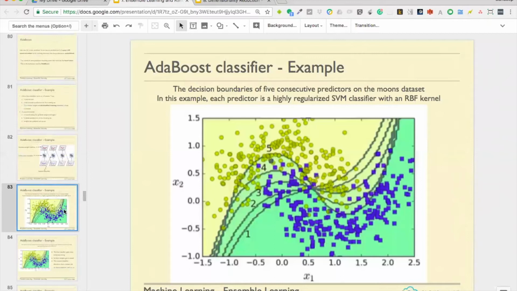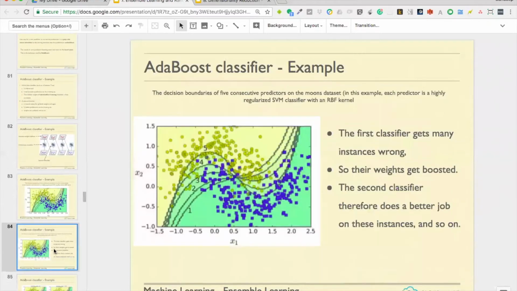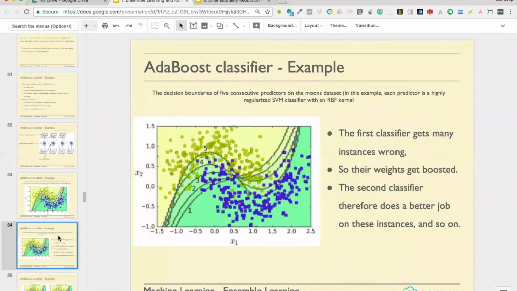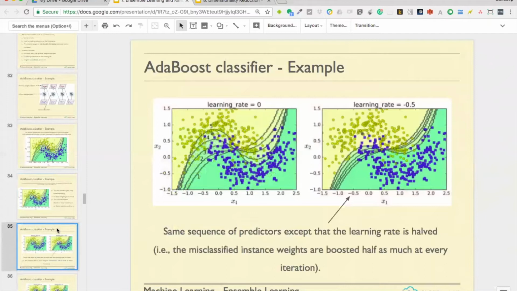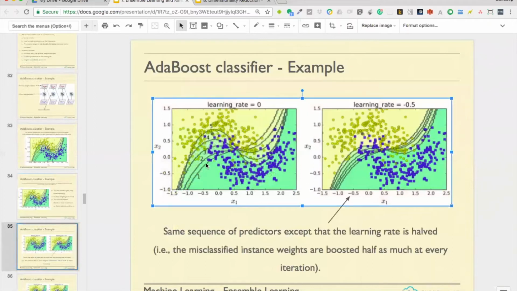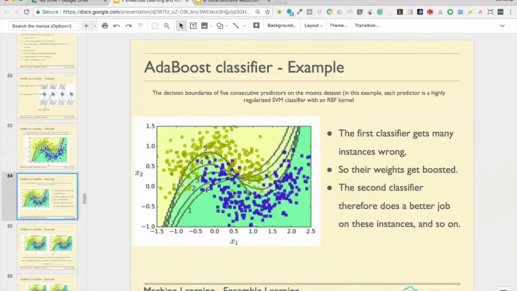I'm going to talk about the weights just after this. The first classifier gets many instances wrong, so their weights get boosted. The second classifier therefore does a better job on these instances, and so on. Here is the same sequence of predictors, except that the learning rate is halved. We'll talk about learning rate. Every time one predictor gets an instance wrong, the second one starts performing on it. The first one got these blue ones wrong, as well as the green ones wrong, so the second one basically improved upon it.